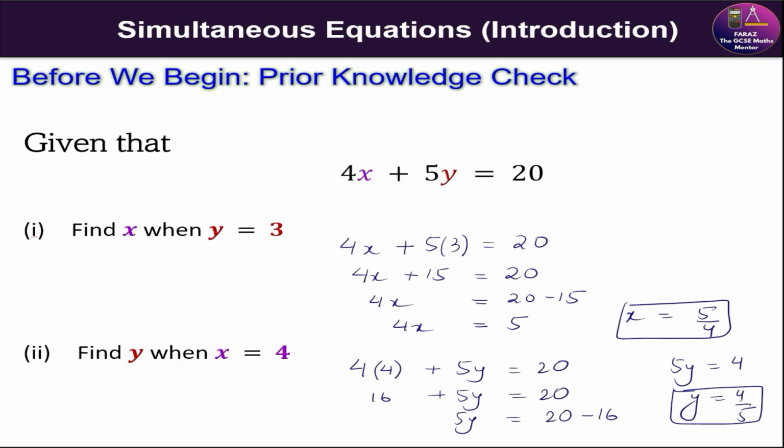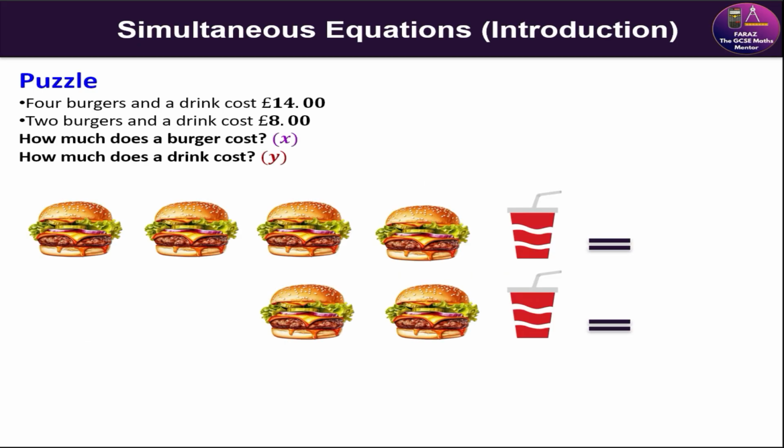Let's make things more interesting. 4 burgers and a drink cost 14 pounds. 2 burgers and a drink cost 8 pounds. How much does a burger cost? How much does a drink cost?